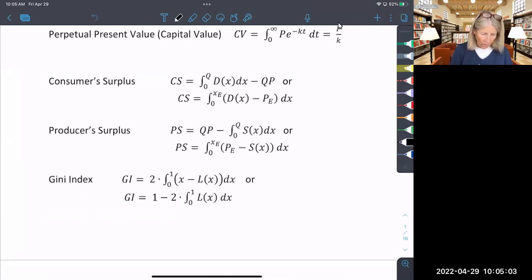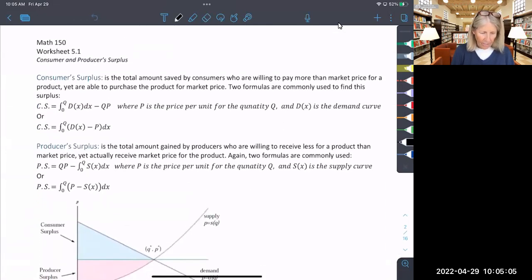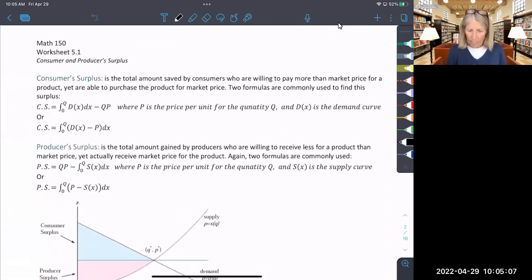Okay, so let's start with this idea of consumer and producer surplus. This is an idea from economics. Consumer surplus is the total amount of money saved by consumers who are willing to pay more than market price and yet are able to get a market price.